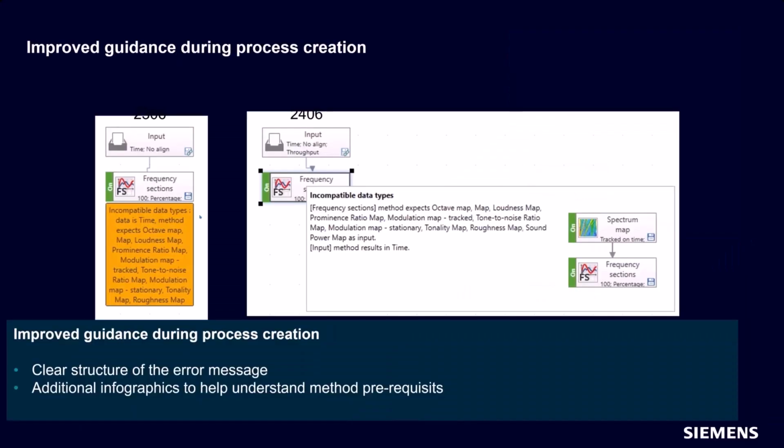This is really good, actually. I always like helpful help, as I say. When you go to help, you want it to be helpful, meaning clear to understand what you want to do. So this was about improving guidance during your process creation. So you might get this error.